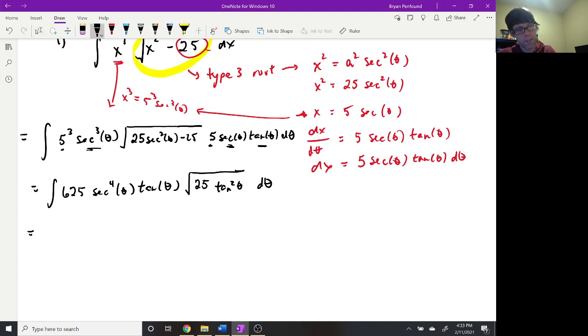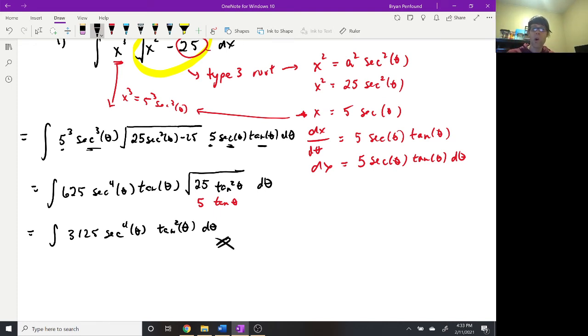Okay, just a little bit left here to do cleanup-wise. So 625. This is going to turn into 5 tan theta after I apply the square root. So what's 625 times 5? That's a big number. That is 3,125. Oops. Let's go back in black. Okay, we're going to be left with 4 copies of secant, and we're going to get 2 copies of tan d theta.